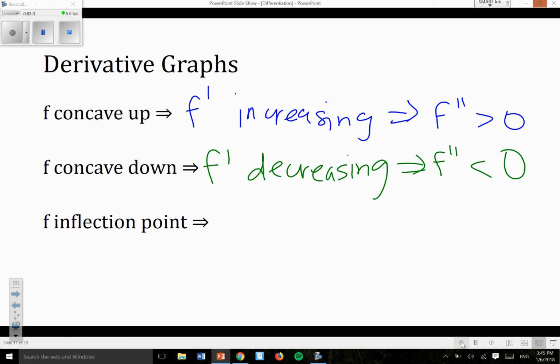And finally, if f has an inflection point, then we know that f prime changed from increasing to decreasing or decreasing to increasing. That means it has a relative max or min. And that means that f double prime crosses the x-axis. F double prime equals 0 and actually changes from positive to negative.